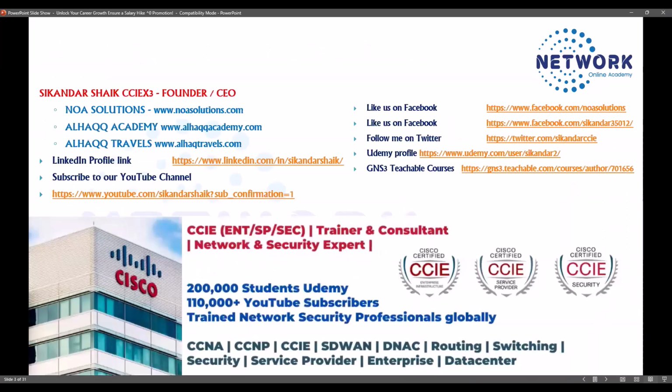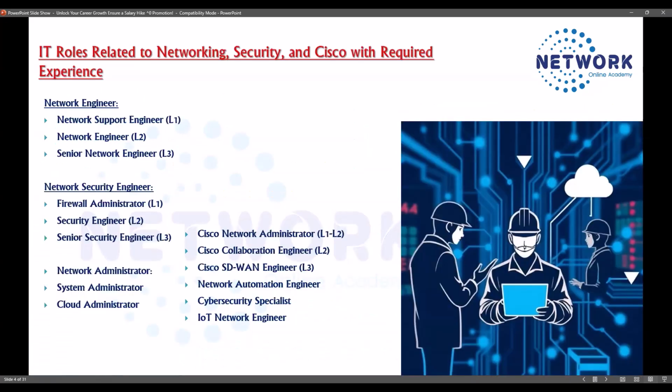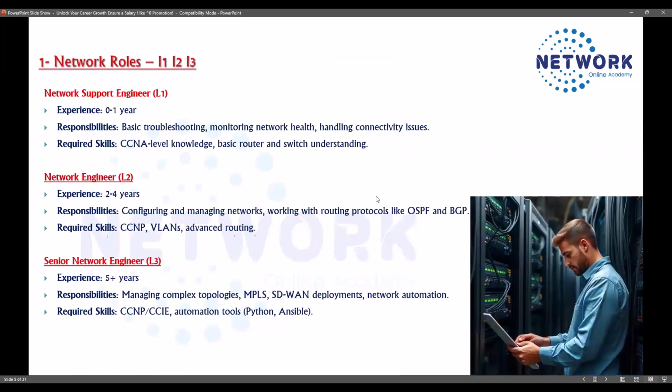Now, coming back to the different networking roles, when it comes to network and security or relevant to Cisco or any other vendors, you will be falling in any of these categories. The first category will be network engineer, the second category will be network security engineer, or if you are into IT infrastructure management, then you might be falling in categories like network administrator, system administrator, and cloud administrator. And apart from that, if you are moving on to any specializations, you might be falling in any of these categories.